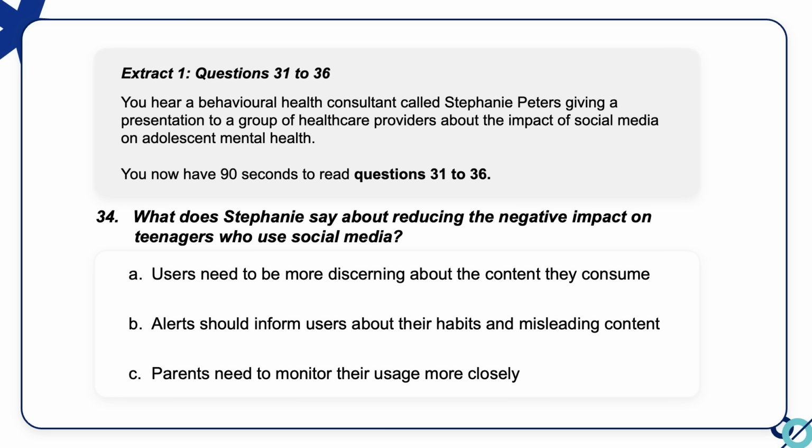For question 34, what does Stephanie say about reducing the negative impact? She said users need to be more discerning about the content they consume. Answer A. Stephanie asks, what measures can teens personally take? She then answers this by suggesting they ask questions to help them be more active in our choices and filter through influences. Why not B?